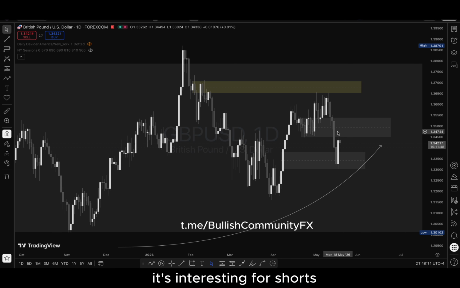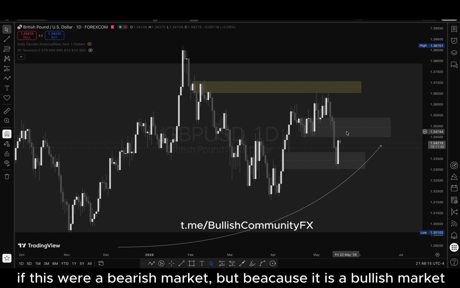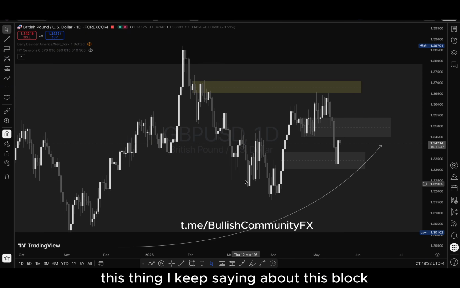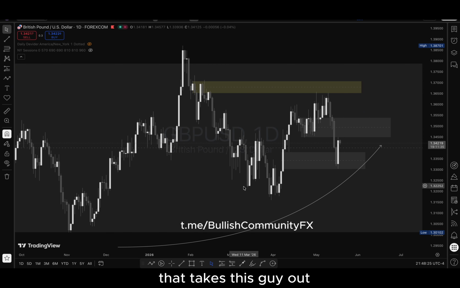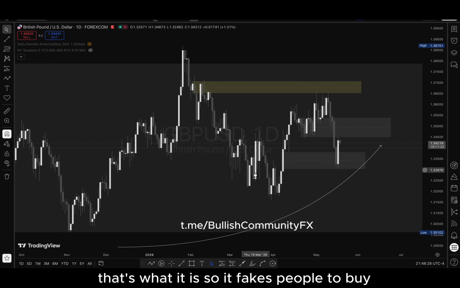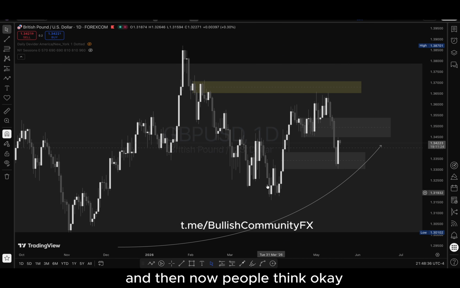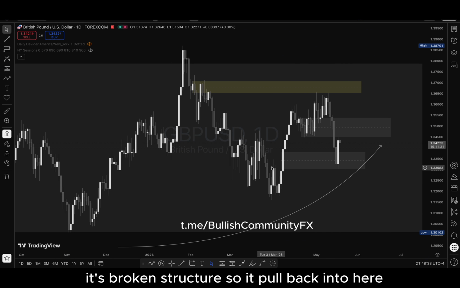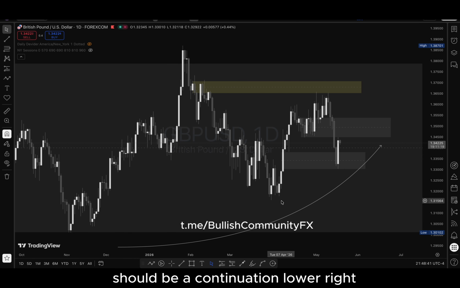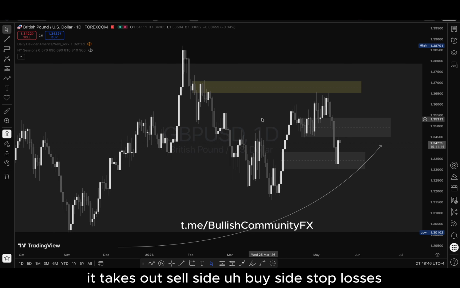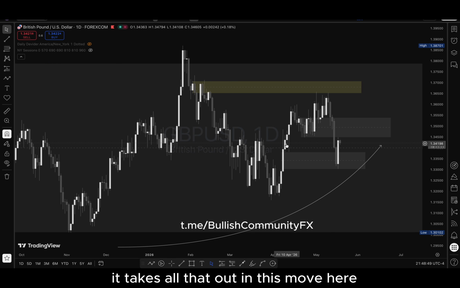It's interesting for shorts if this were a bearish market, but because this is a bullish market, our interest is on this block here that took this one out. So this thing I keep saying about this block that takes this guy out is just manipulation behavior. That's what it is. It fixes people to buy and then it sells into the old lows, and then now people think, okay, it's broken structure, so a pullback into here should be a continuation lower, right? And then it holds the break and then boom, it takes out sell side, buy side, stop losses. It takes all that out in this move here.